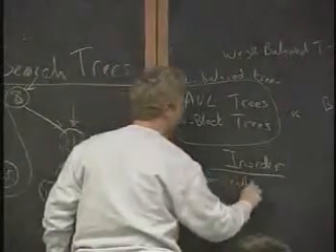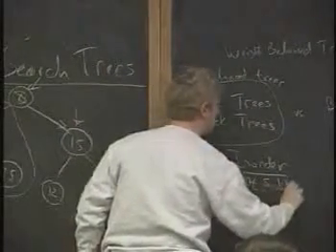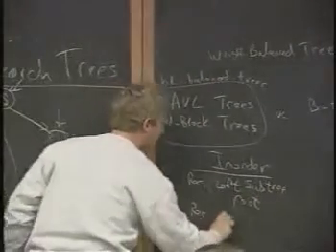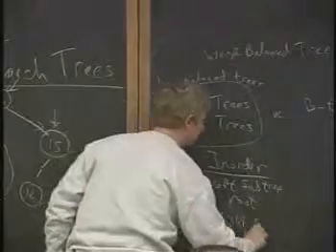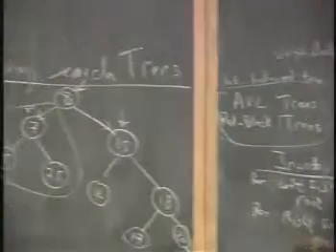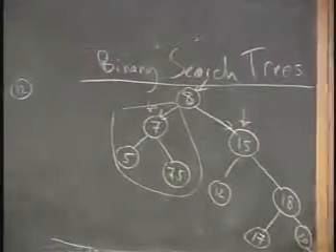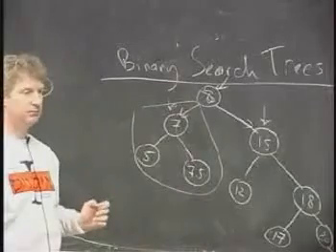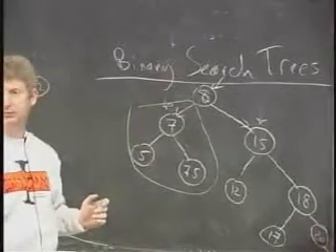Recursion, left subtree, then the root, then recursion, right subtree. So an in-order traversal of a binary tree is a sorted listing of all the nodes if the binary tree is a binary search tree. Are there questions about that?